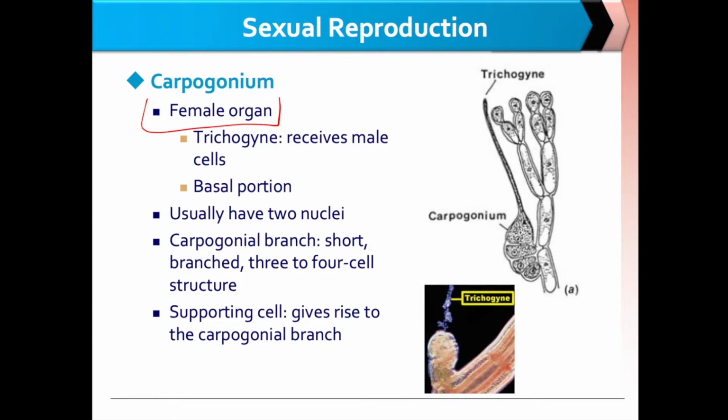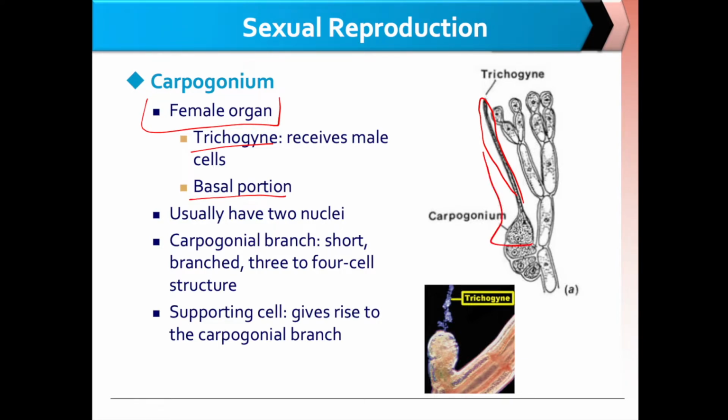Meron kang, dun sa female natin reproductive organ, meron kang trichogyne at meron kang basal portion. So si trichogyne natin here, this is your trichogyne. This is the one that receives the sperm. Yeah, that's the one that receives the sperm. We have also the basal portion. So, meron kang basal portion.